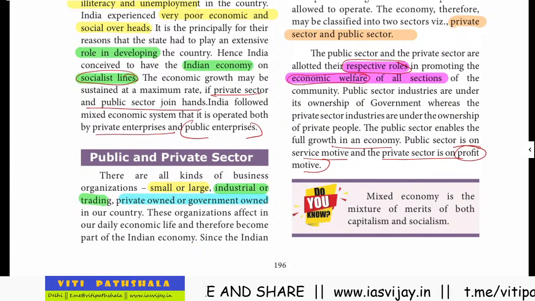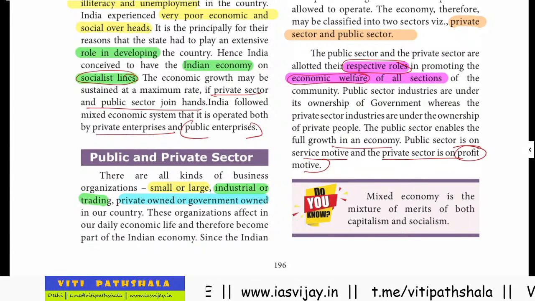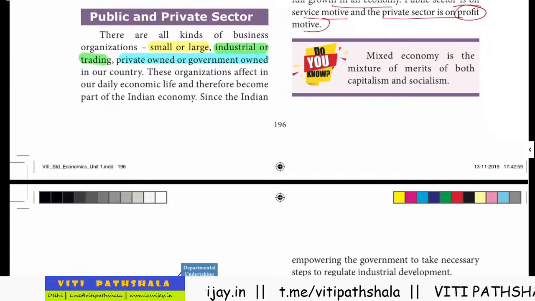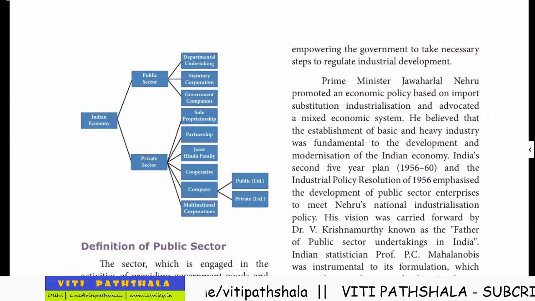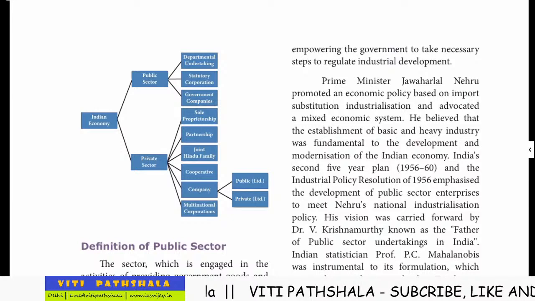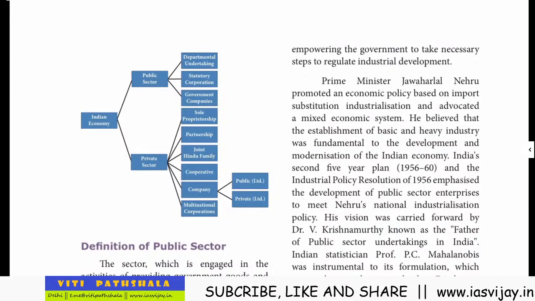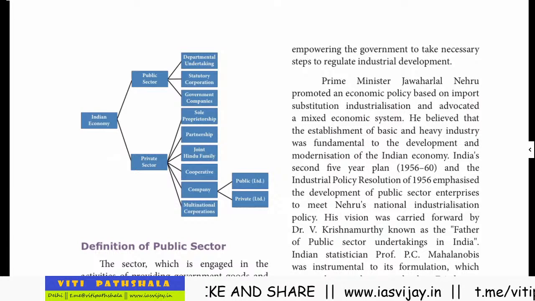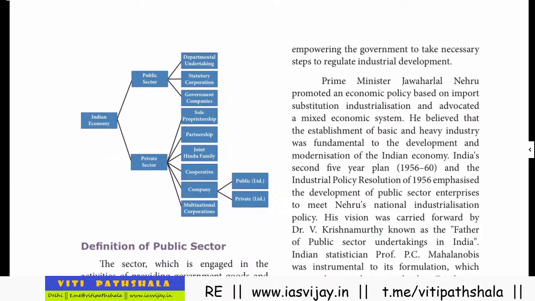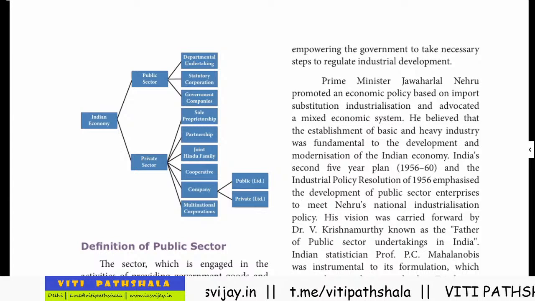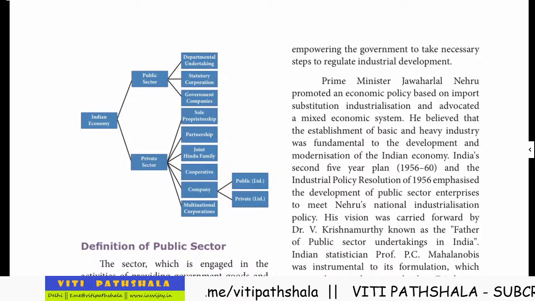Now, in political science, or polity, we have studied that the Indian constitution is also a mixture of the best practices that are followed in the world. The same way in economics also, we are following the best models which were there in the world.